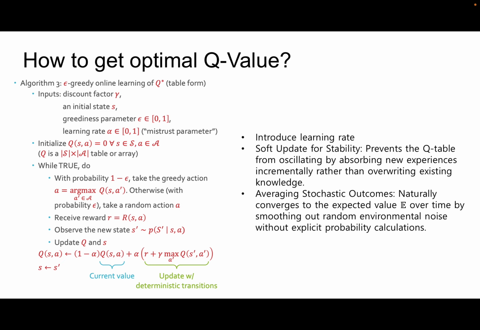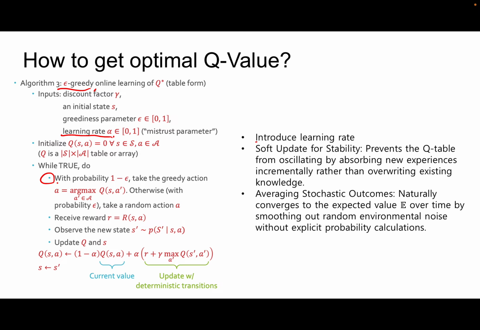The third one is new. It is newly added in the updated lecture slide, and it's not very complicated. The name is epsilon greedy online learning of Q function. That means we also have epsilon. It's the same: with probability 1 minus epsilon take the greedy action, otherwise with probability epsilon take a random action. But the difference is that we have an additional learning rate here. It's a new hyperparameter as well.